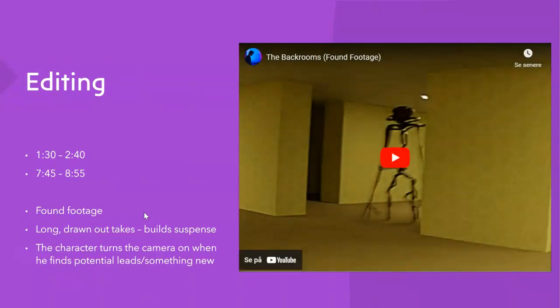And then there's the editing. The editing makes it seem like found footage, like someone found the footage from a camera that was lost somewhere, because it makes use of these long, drawn out takes. Like they didn't really edit the footage, which helps build suspense because you don't know what is going to happen. And since the footage is there, it probably plays a part in the story. And then when the cuts happen, it is the character turning the camera on and off when he finds potential leads or something that plays a part in the story.